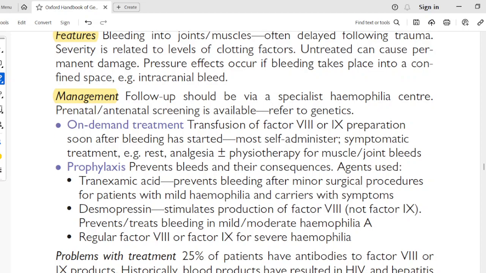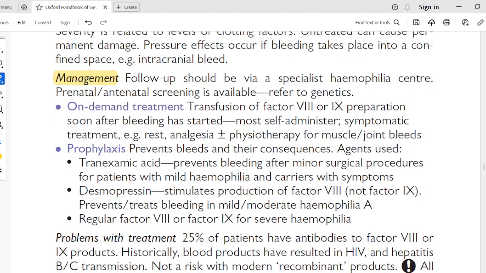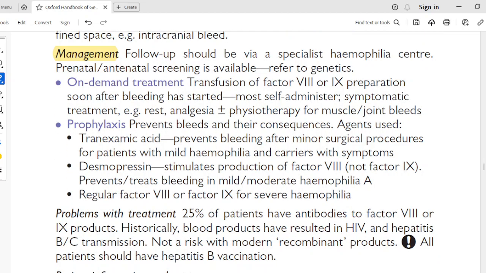Management. Follow-up should be via a specialist hemophilia center. Antenatal screening is available. Refer to genetics. On-demand treatment: transfusion of factor 8 or 9 preparation soon after bleeding has started. Most self-administer. Symptomatic treatment, for example rest, analgesia, plus or minus physiotherapy for muscle and joint bleeds.